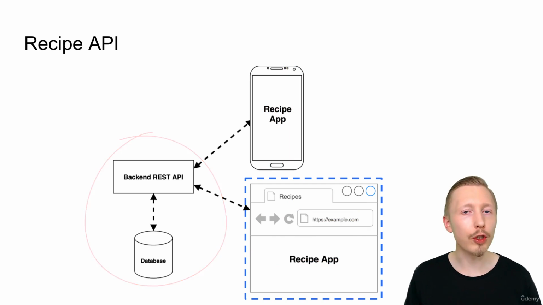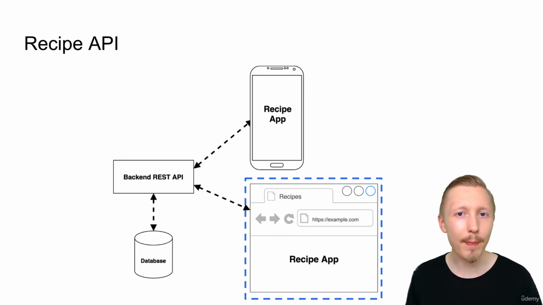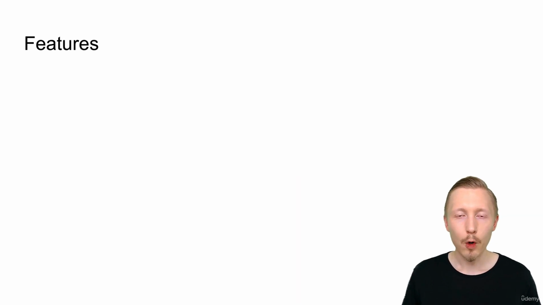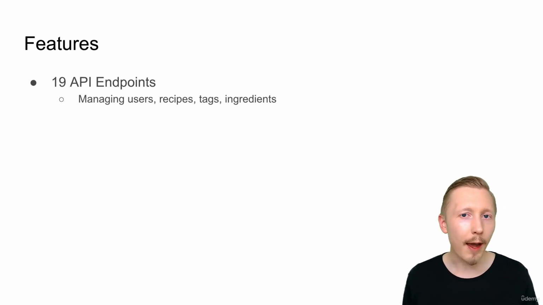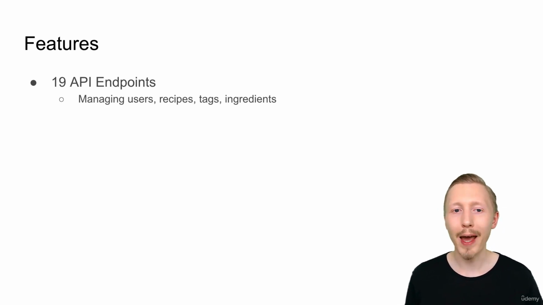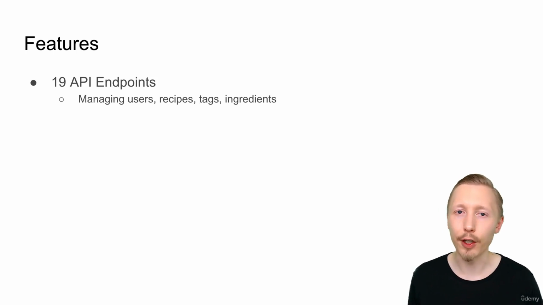By the end of the course, you should have a fully functioning REST API that performs the features needed for a recipe app. We're going to add the following features to our API. We're going to have 19 different endpoints, and those endpoints are going to allow us to do things such as manage users, manage recipes in the app, create tags, and create ingredients.